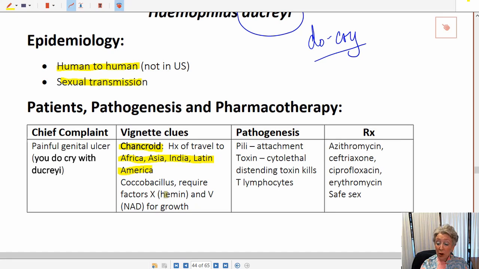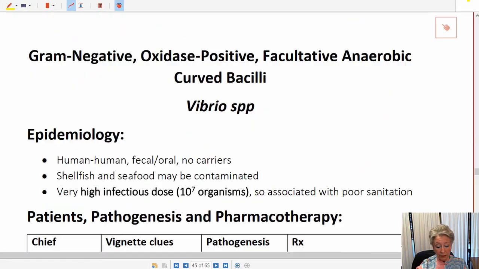It again requires factors X and V, so it grows on chocolate agar as its cousin Haemophilus influenzae does. It has pili, which it uses for attachment, and a cytotoxic toxin that will kill T lymphocytes. Treat with azithromycin, ceftriaxone, cipro, erythromycin. Safe sex, always a better idea than not.